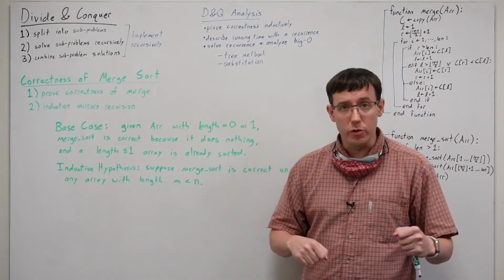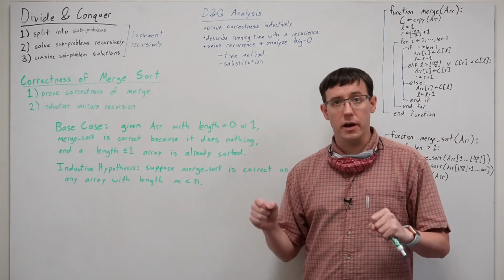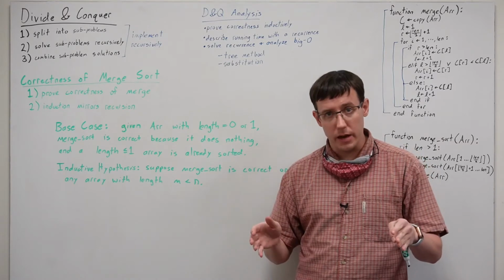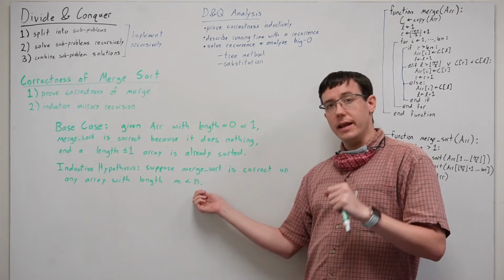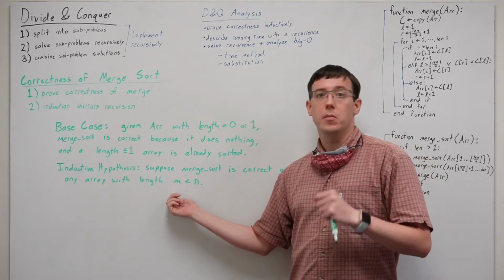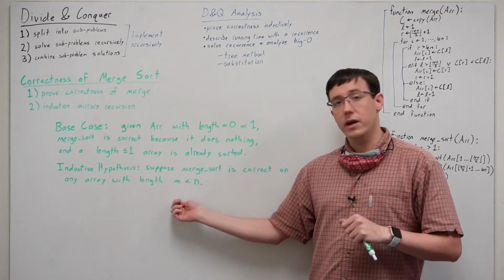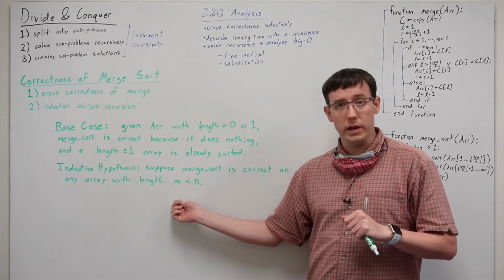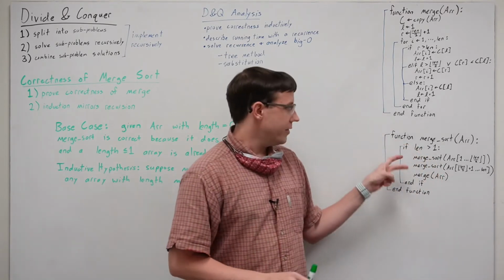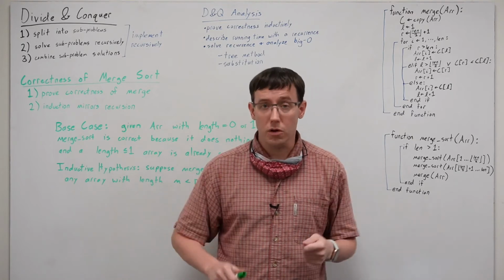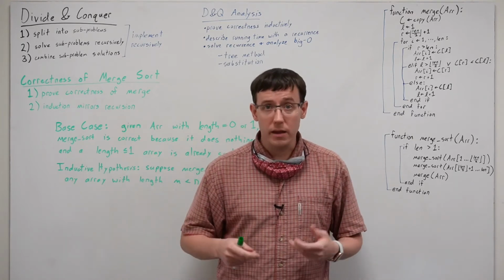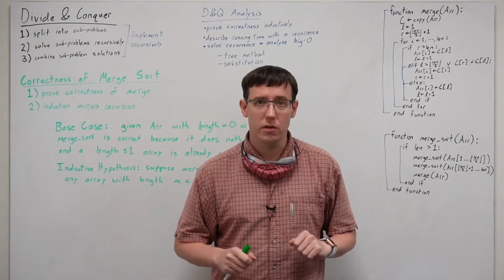We're going to try and prove that merge sort works on arrays of length n, and we are assuming that for any length less than n, merge sort is correct. And what that allows us to do is to assume that the recursive calls that operate on smaller arrays will give us back correctly sorted subarrays.